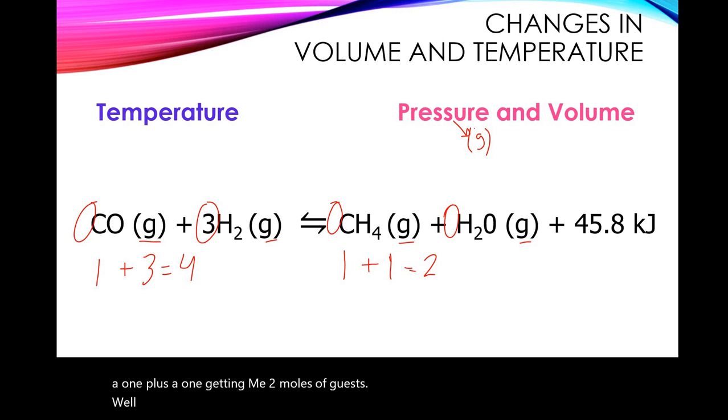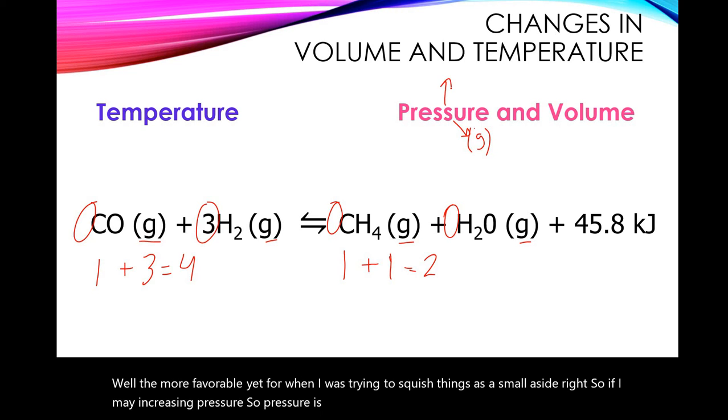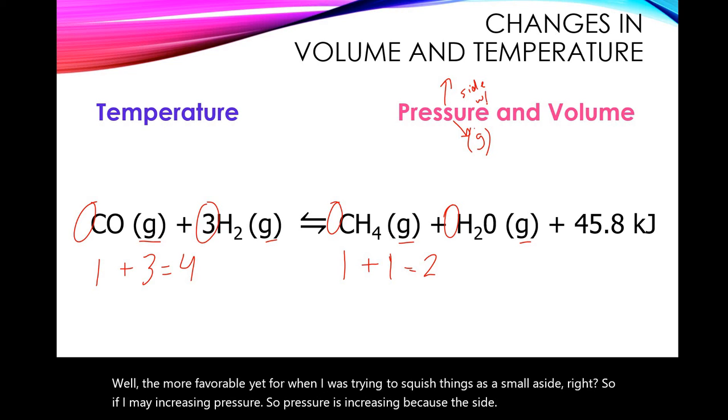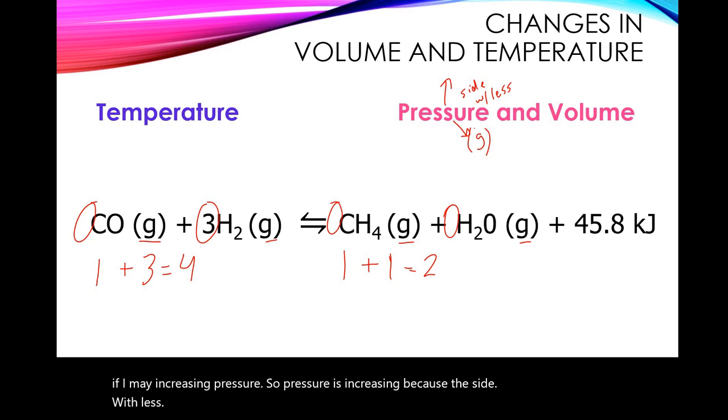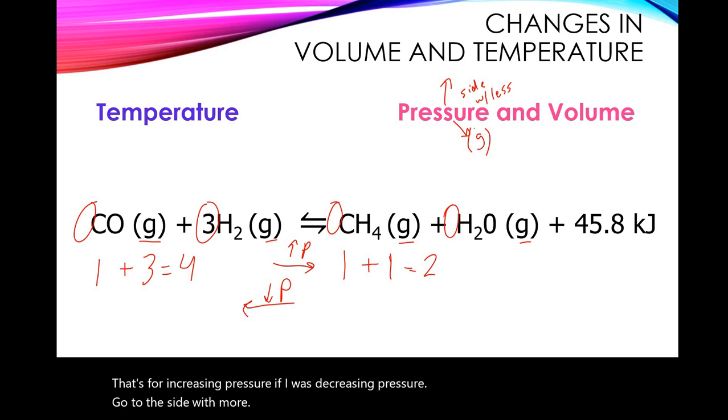Well, the more favorable it for when I'm trying to squish things is the smallest side, right? So if I'm increasing pressure, so if pressure is increasing, it goes to the side with less moles of gas. So it would go towards my products here. That's for increasing pressure. If I was decreasing pressure, then it would go to the side with more. Okay? Any questions with that?